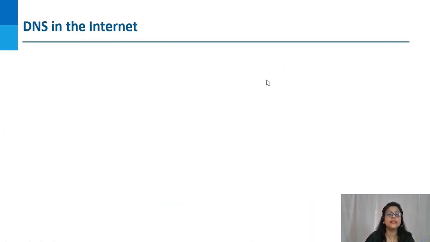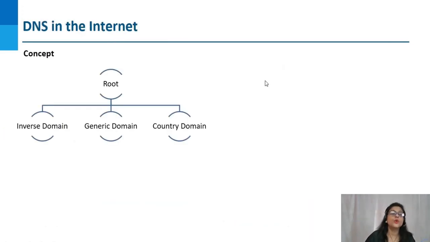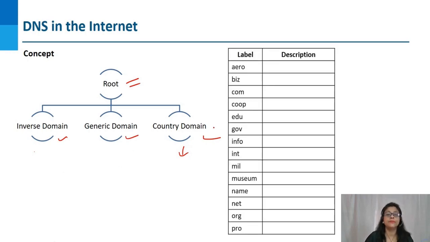How is the DNS in the internet? So we have the root, and there are basically three domains. One is the inverse domain, generic domain, and country domain. The inverse domain basically maps the IP address to the domain name. The generic domain is a general name given to all other domains, and the country domain, as you can understand from the name, is the country part of the particular URL.